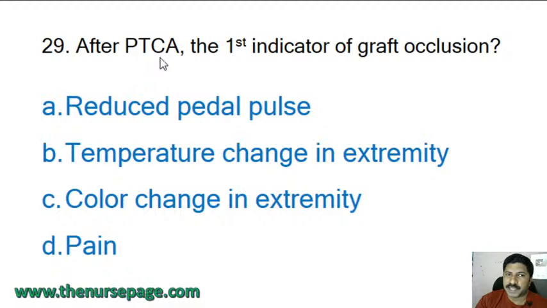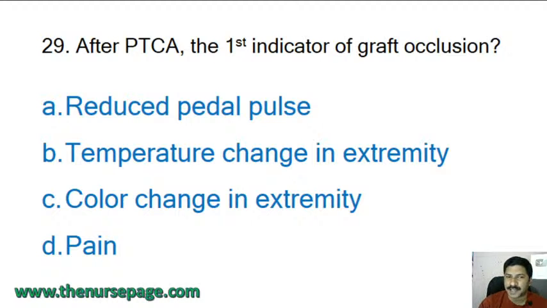Next question. After PTCA, the first indicator of graft occlusion. Options: reduced pedal pulse, temperature change in extremity, color change in extremity, pain. If it were asked the first nursing priority after femoral catheterization, then option A would be right, that is, you need to check the distal pulse. Here the question is the indicator of graft occlusion.